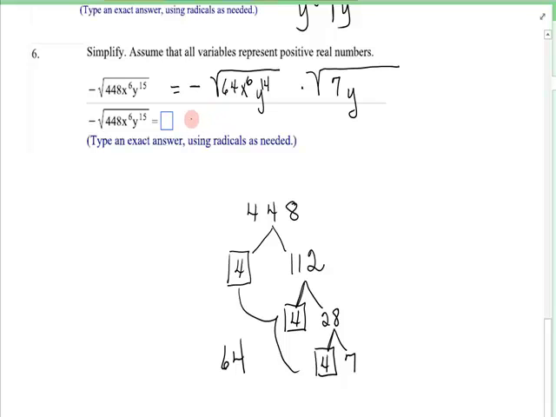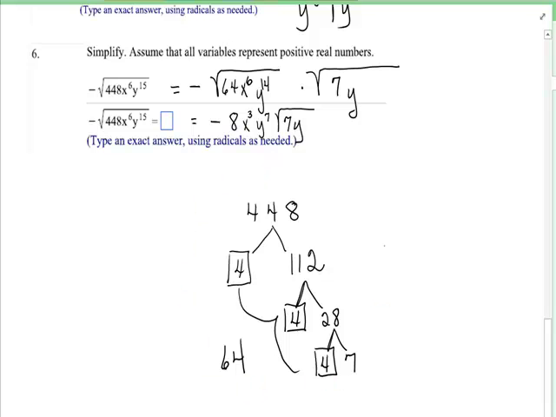What does that give me? Don't forget your negative because of the original negative out here. The square root of 64 is 8. The square root of x to the 6th is x to the 3rd. The square root of y to the 14th is y to the 7th times the square root of 7y. And that is my simplified answer.